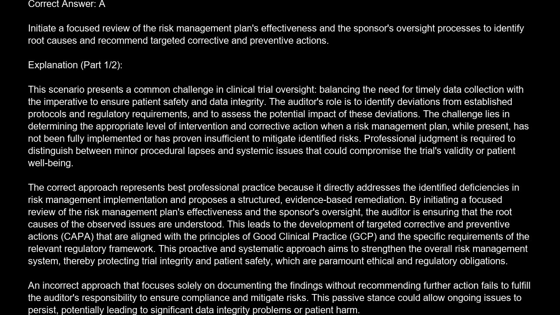By initiating a focused review of the risk management plan's effectiveness and the sponsor's oversight, the auditor is ensuring that the root causes of the observed issues are understood. This leads to the development of targeted corrective and preventive actions, CAPA, that are aligned with the principles of good clinical practice, GCP, and the specific requirements of the relevant regulatory framework. This proactive and systematic approach aims to strengthen the overall risk management system, thereby protecting trial integrity and patient safety, which are paramount ethical and regulatory obligations.